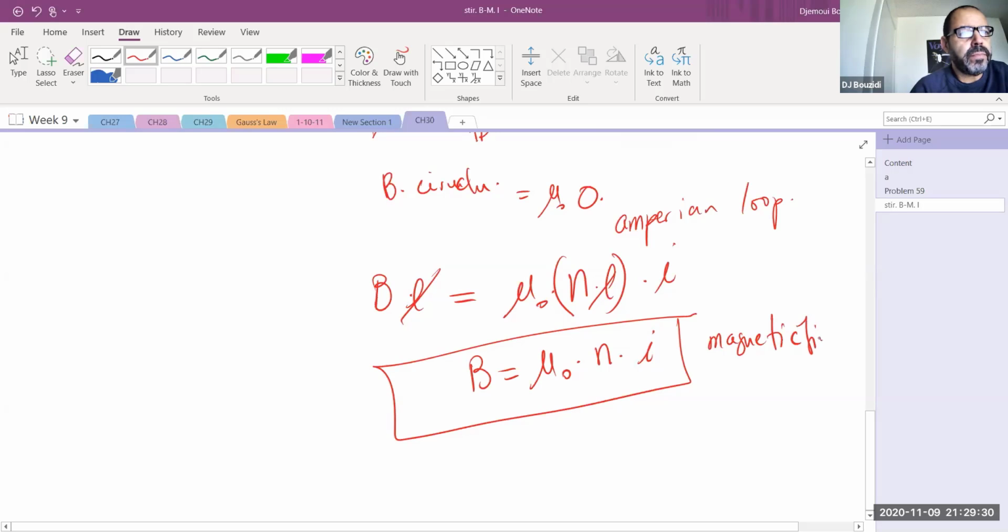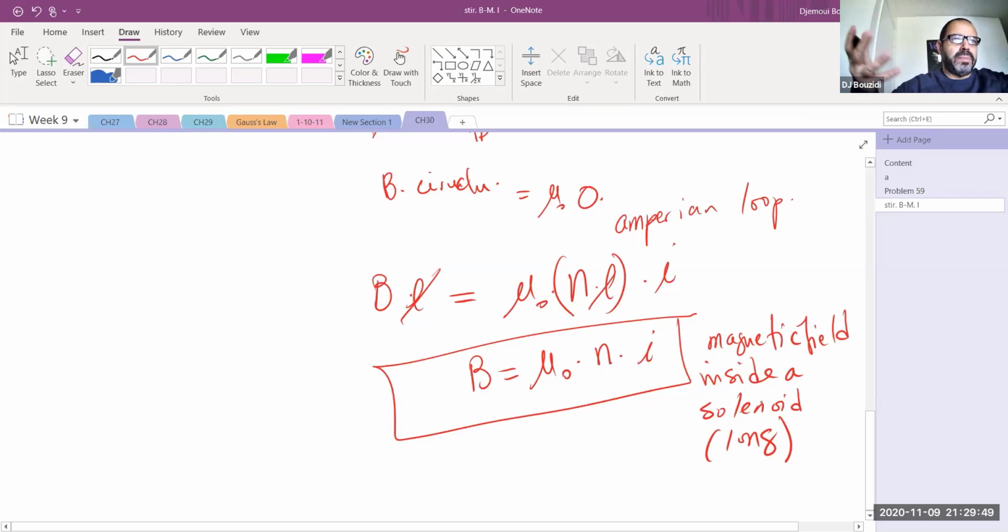Magnetic field inside a solenoid. I should make a point of the fact that this is a long solenoid, okay? Similar to when we did the capacitor, we said the capacitor is supposed to be basically an infinite plane, but we used that property and we found the answer.